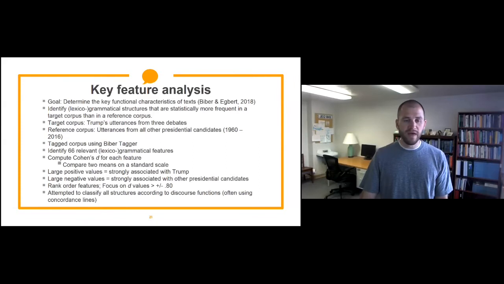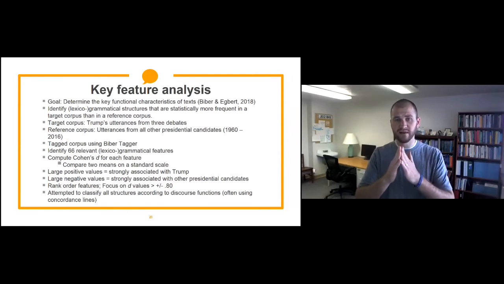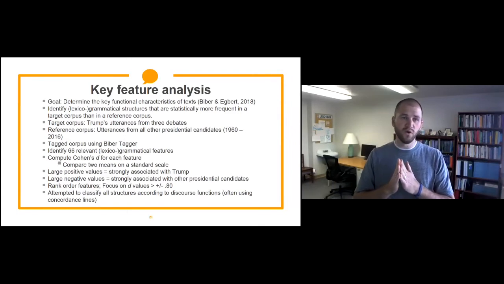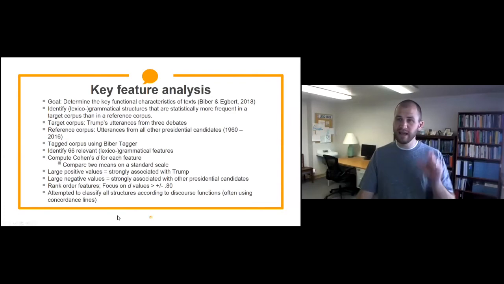And then we compute Cohen's d for each of the features, comparing the two corpora to each other. And Cohen's d is a standardized mean difference. So it's a way of taking two means from two different data sets and comparing them on a standard scale. So for those of you who have used Cohen's d before, you probably remember between 0.2 and 0.5 is small, 0.5 to 0.8 is medium, and 0.8 and above is a large effect size according to Cohen. So you get this standard scale where regardless of the data or the study, you can look at how different two data sets are.